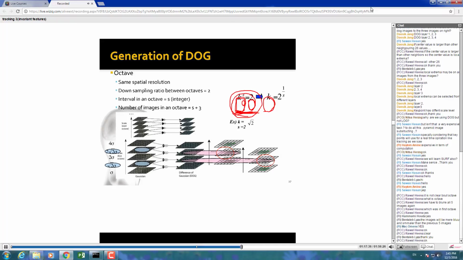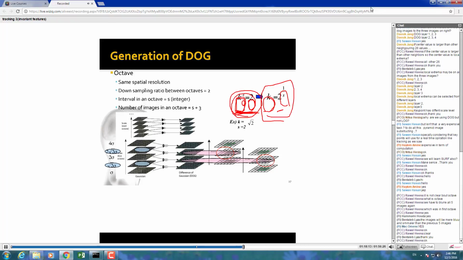So from this formula, we can determine what number K we need to use in one octave. K equals 2 power 1 over S. This becomes the formula to determine the factor K. Make sense?